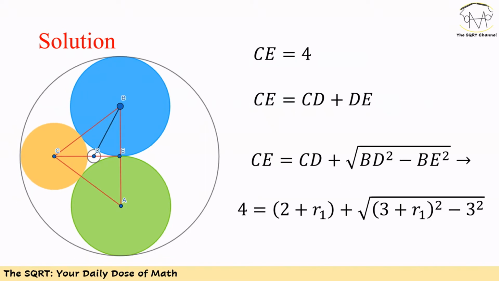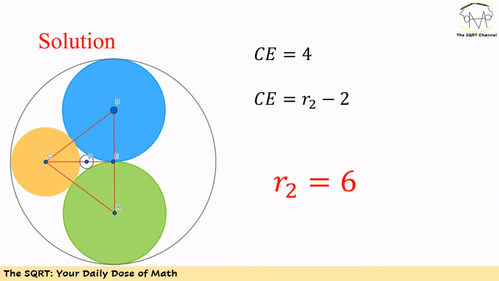Since CE is equal to CD plus DE, we can replace the value that we have for DE in triangle BDE as the square root of BD squared minus BE squared. For BD, we are going to write it as the radius of circle B plus the radius of circle D. And for BE, we are going to write it as the radius of circle B. For the radius of circle D, we use R1. If you replace all the values and then solve the equation, we can find R1 is equal to 2 over 5.